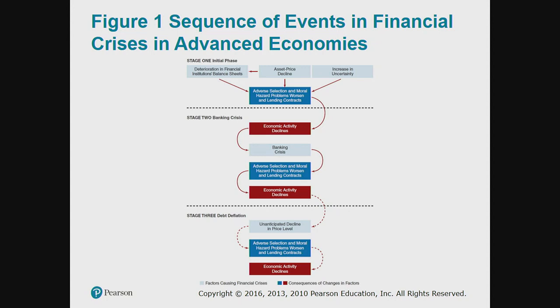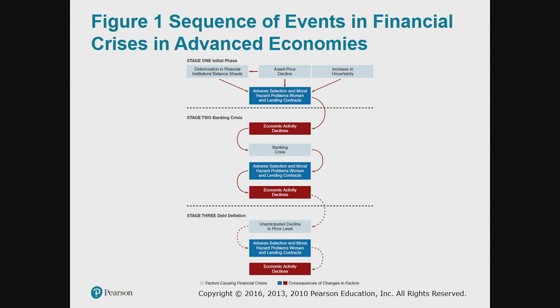Stage 2, when we go from the initial phase to the actual banking crisis itself: these problems, the deterioration of banks' balance sheets, and falling asset prices lead economic activity to decline. Because banks are in worse financial positions, they're more hesitant to lend money. They're not lending to each other as much. So banks have to keep more on hand. They can't lend to firms or to individuals, again, because they need to keep that buffer to keep them solvent.